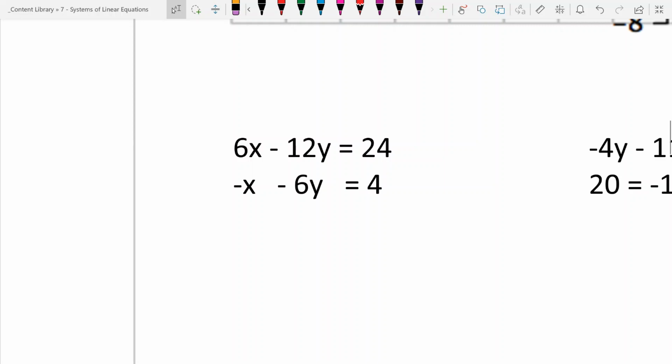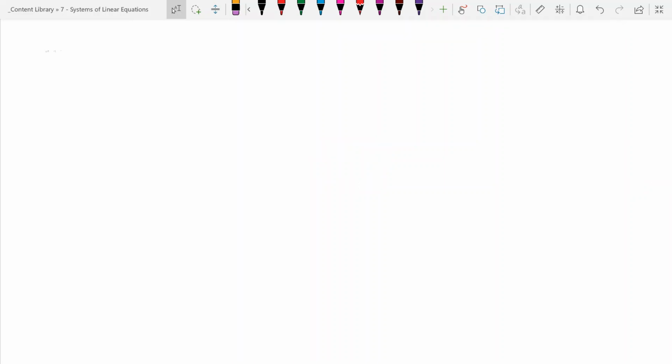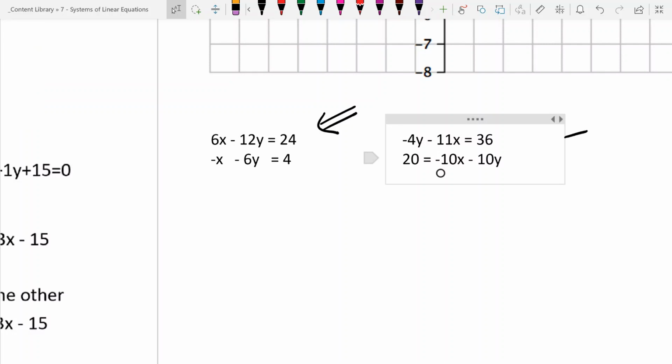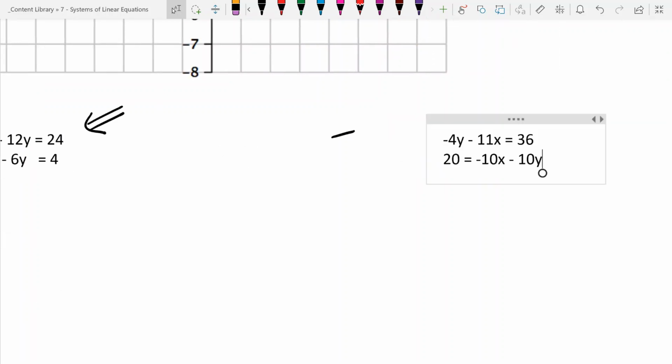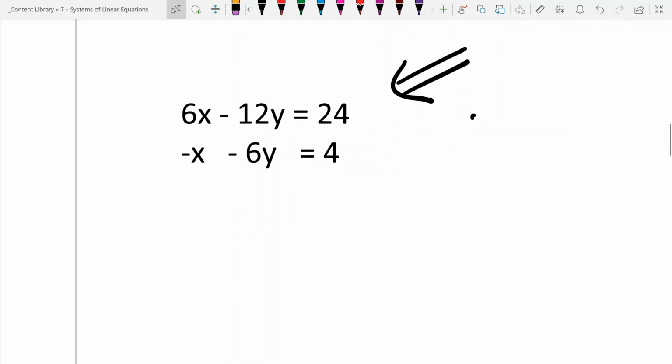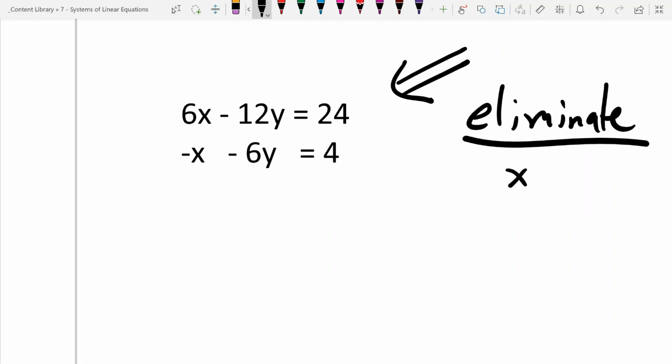Okay, so we have these two equations. As I said, there's no variable isolated for either of them. Sorry about that. In this question, there's no letters isolated or anything. So what we're going to do is eliminate one of the variables, either x or y.